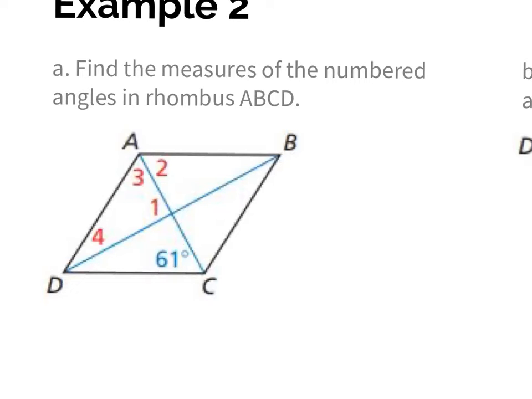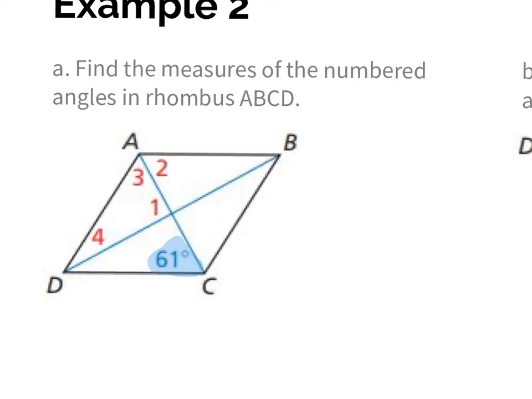for unknown angles. Okay, so try and follow me here, because what we're given is one angle, in this case 61 degrees, and that is this tiny angle right here. What I want to know then is, based on that one angle, can we find angles 1 through 4? Okay, so here's what I know. I know that in a rhombus, the blue lines, called the diagonals, bisect each angle.